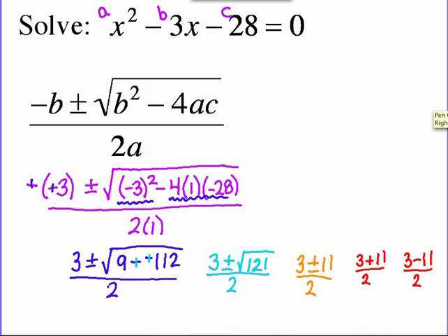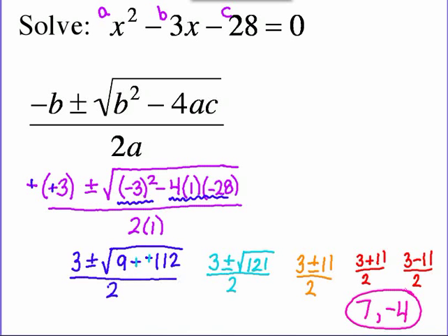3 plus 11 over 2 and 3 minus 11 over 2. So let's do the 3 plus 11. What's the 3 plus 11? 14. Divided by 2? 7. Okay, 3 minus 11 is negative 8. Negative 8 divided by 2 is? Negative 4. And so those are your 2 solutions.